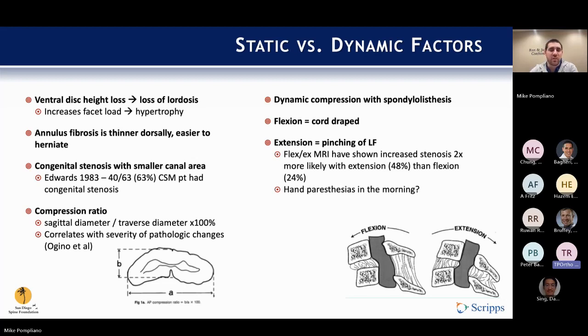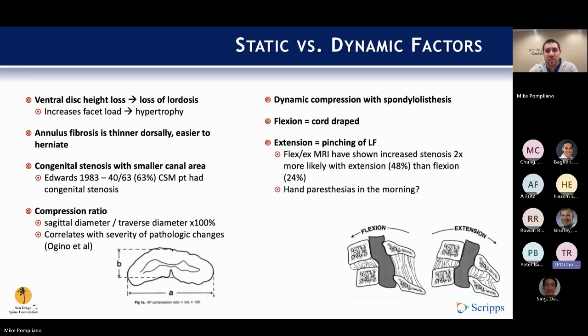A lot of this is just genetics and how they're born with the congenital part. There's a study from 1983 that found 40 out of the 63 patients with myelopathy had congenital stenosis. And this is definitely something anecdotally we see in the clinic frequently, so it can play a major role. There's something called the compression ratio, which we'll talk about a couple times, but it's basically looking at the sagittal diameter, the maximal diameter versus the transverse diameter, and then multiplying that by 100 to get a percentage. That can correlate with severity of the pathologic changes. You can see a description of that right below, resulting in what's typically described as a banana cord or banana spinal cord due to the shape.